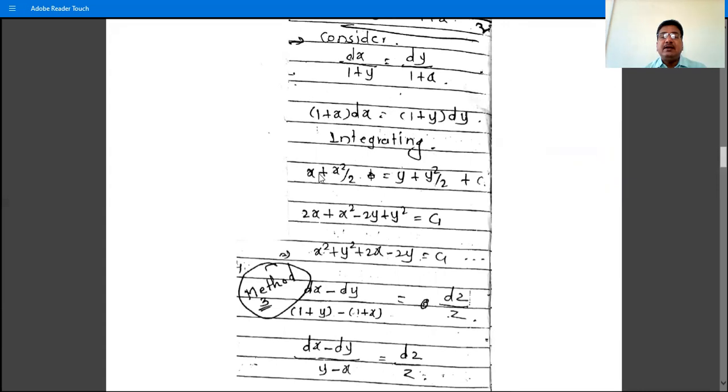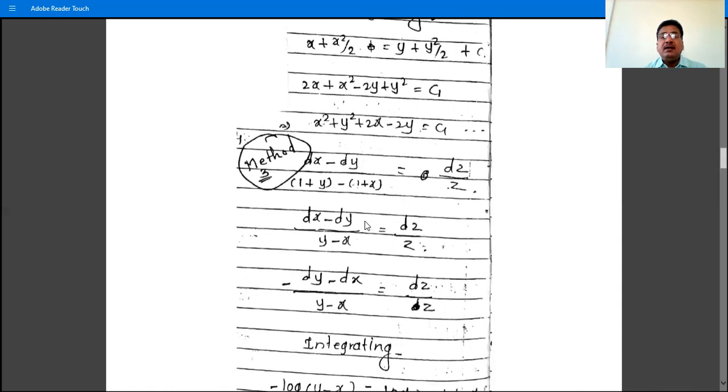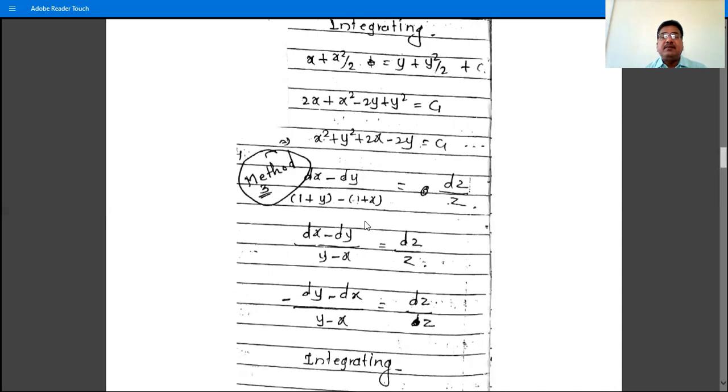Then integrate: integration of 1 is x, integration of x is x square by 2, integration of 1 is y because y is the variable, and integration of y is y square by 2, plus a constant of integration, suppose c1 dash. Then multiplying by 2 we have this, and suppose 2 c1 dash is c1, therefore we have this as the first solution.